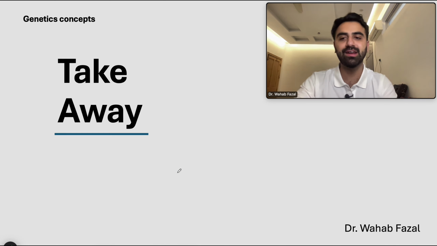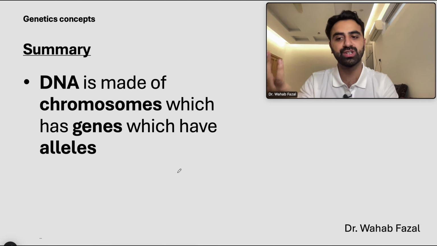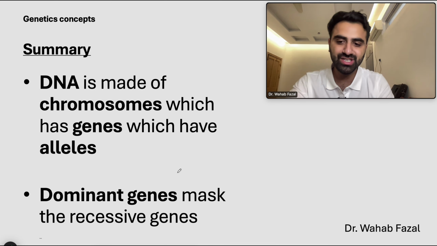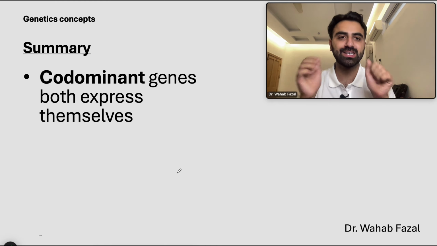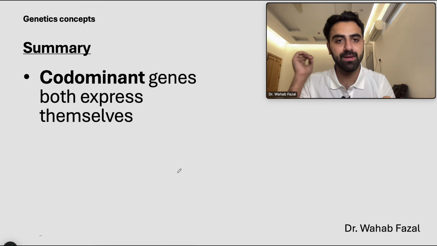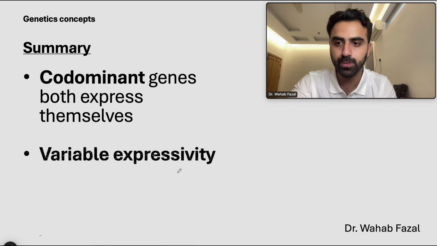So what are the main takeaways from these lectures? DNA is made up of chromosomes, which have genes. Those genes have different versions called alleles. Dominant genes mask the recessive genes. Codominant genes both express themselves, like you get the A blood group from your mom, B blood group from your dad, and then you have AB blood group.